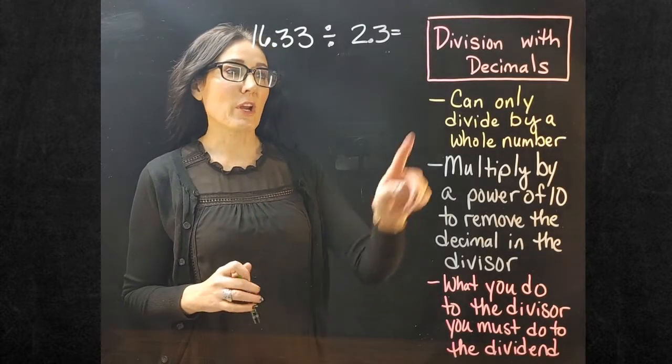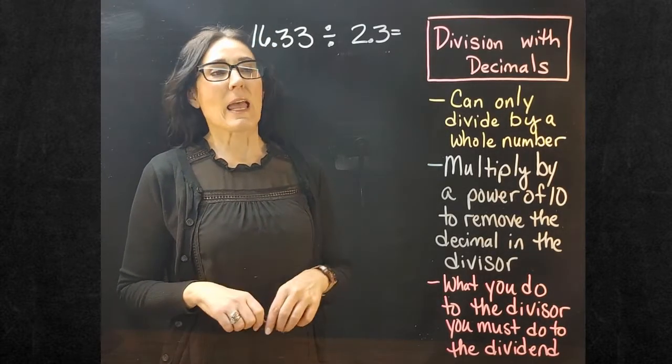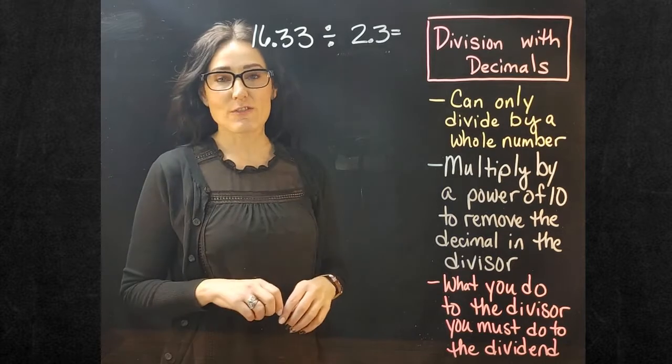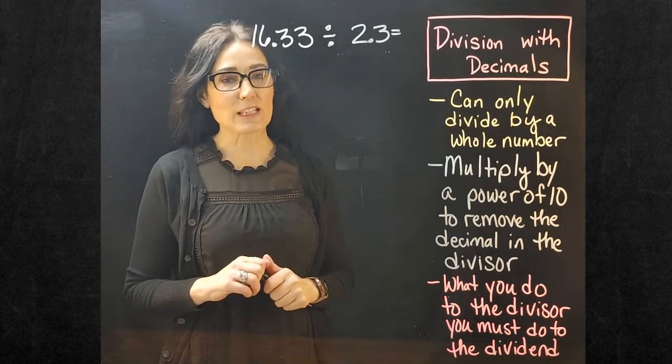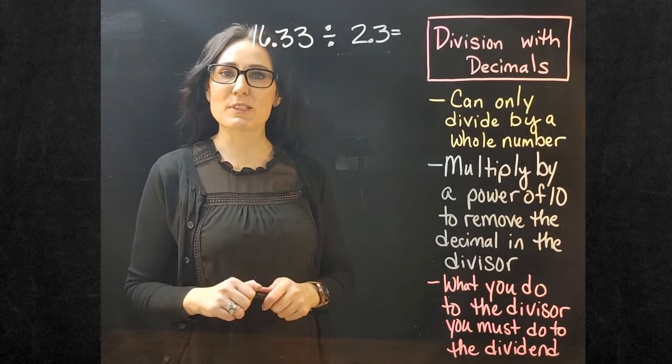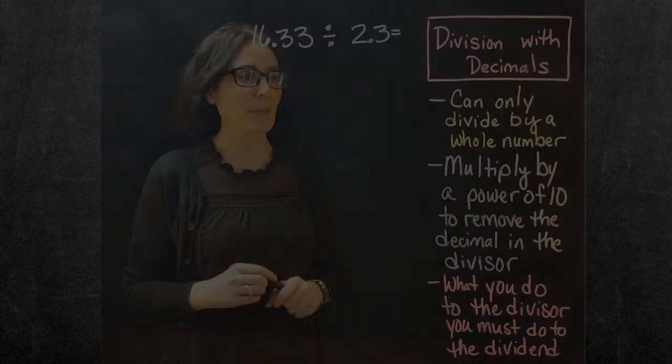All right, so in this problem, we are going to be doing division with decimals, and you'll notice we have a two-digit divisor, and both the dividend and the divisor have decimals in them. So let's take a look at the steps that we need to do to finish this problem.